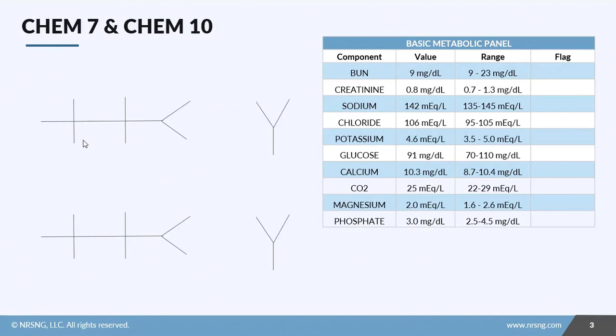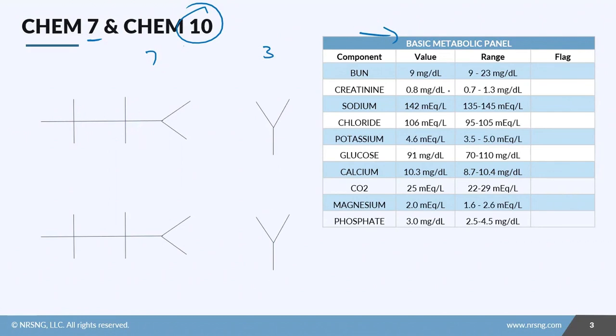So there are two typical skeletons that we look at when we're looking at this. So we're looking at the Chem 7 and the Chem 10, and this is going to be your Chem 7 or your BMP, your basic metabolic panel here. So you have 7 here, and then you have an additional 3. So this makes up your Chem 10.